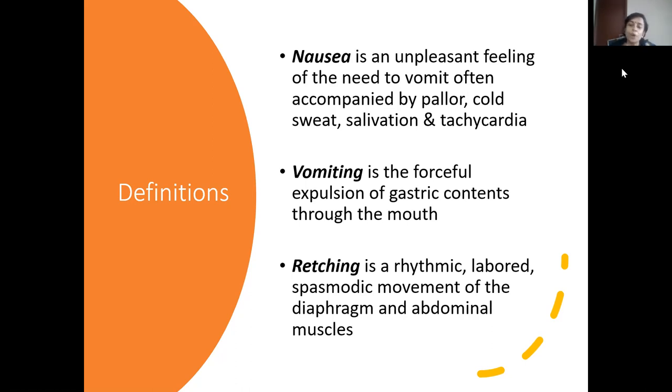First thing is to understand what words they use locally for vomiting and retching, and ask specifically whether it is vomiting or retching. So retching is not vomiting, but it is a rhythmic, labored, spasmodic movement of the diaphragm and abdominal muscles. So they feel that the contents have come to their mouth, the undigested food particles or acid-feeling liquids coming to their mouth without actual vomiting. So it's very important to ask whether they are vomiting or retching, and ask whether it is just nausea, that is an unpleasant feeling of the need to vomit, or it is accompanied by vomiting.